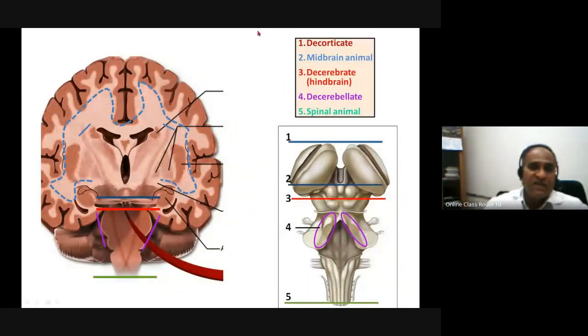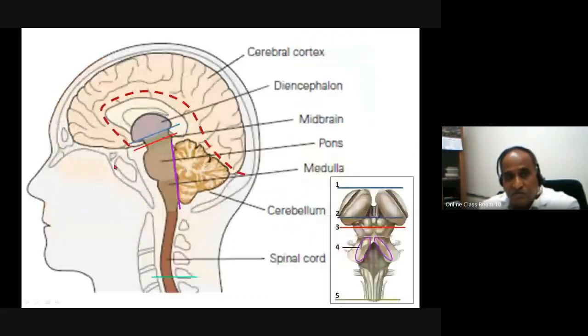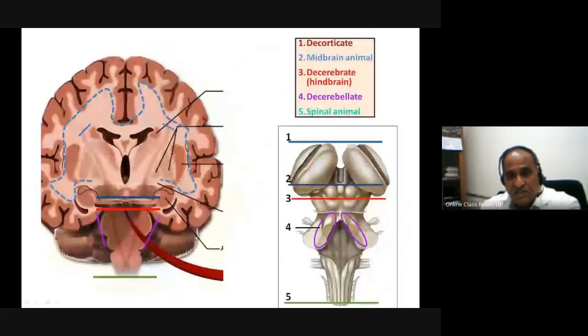Looking at the same thing from another angle, this is a sort of coronal section. When you take the coronal section, you can see this blue dotted line is for the decortication. Before, you saw the sagittal section. This is the coronal section, and you can see that this entire area we have to destroy.